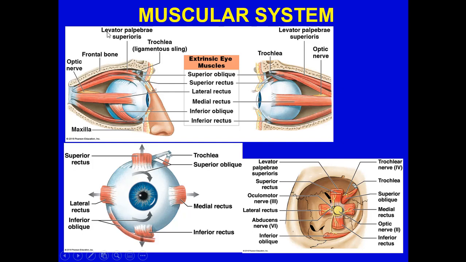You also have a levator palpebrae superioris right here. Okay? Now, one other kind of important, but sort of interesting thing is that you have this superior oblique that passes through this little loop of connective tissue here so that you can move the eyeball in different angles, and that's due to its attachment to the trochlea, and so it will pull on the eyeball. All right?